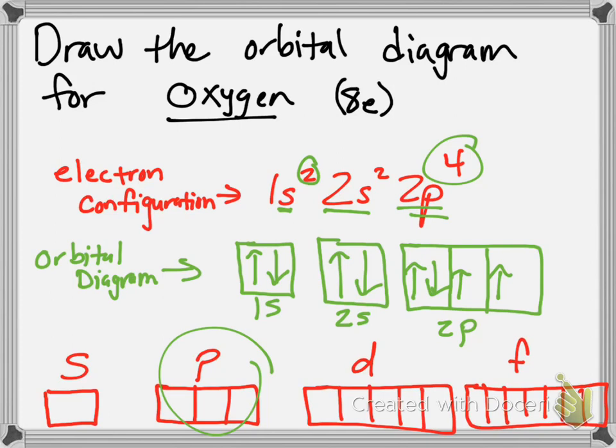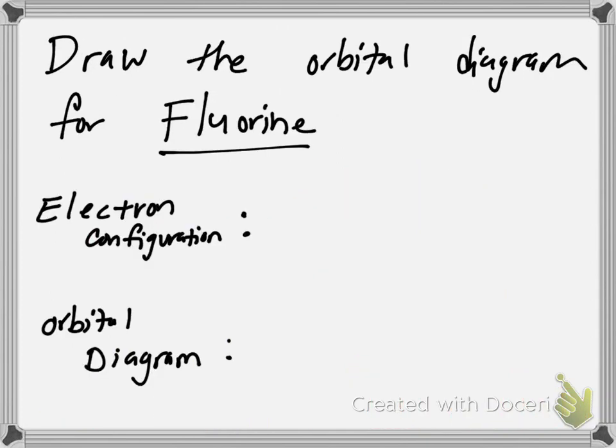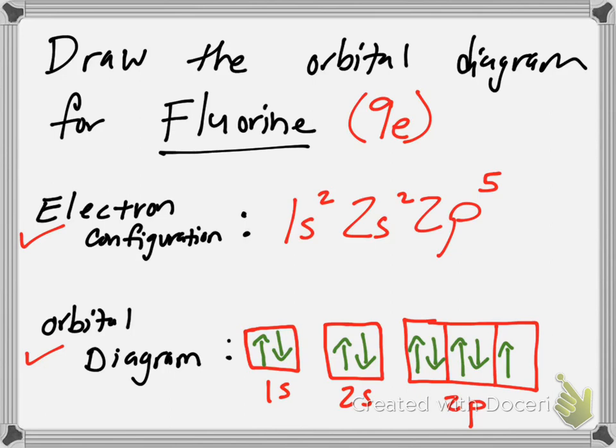Let's do another example. Alright, go ahead and pause the video and try to draw the orbital diagram for fluorine. Fluorine has 9 electrons. Before you can draw the orbital diagram, you must first do the configuration and then you can do the orbital diagram. Pause this video and try to do it yourself. Alright, check your work. The configuration is 1s2, 2s2, 2p5.